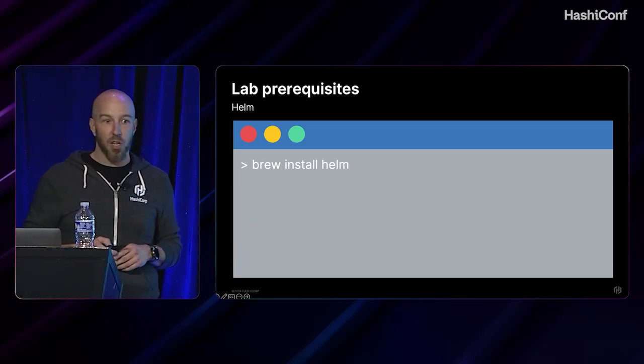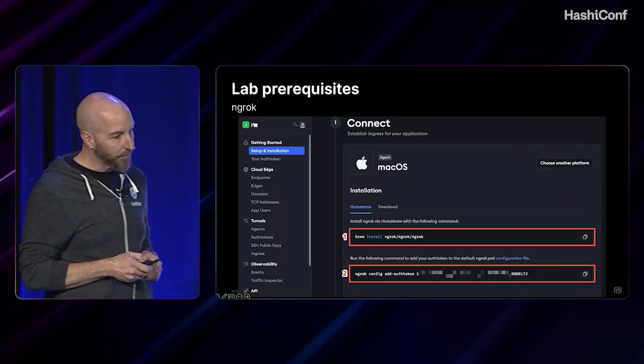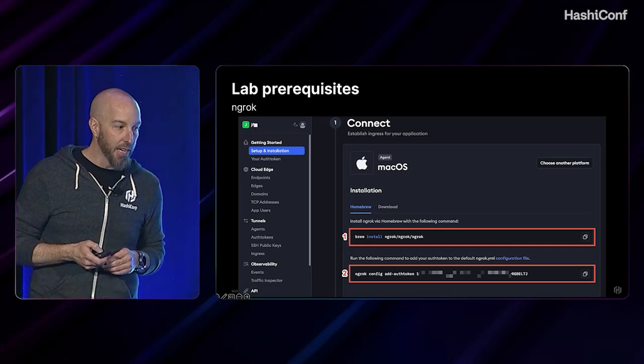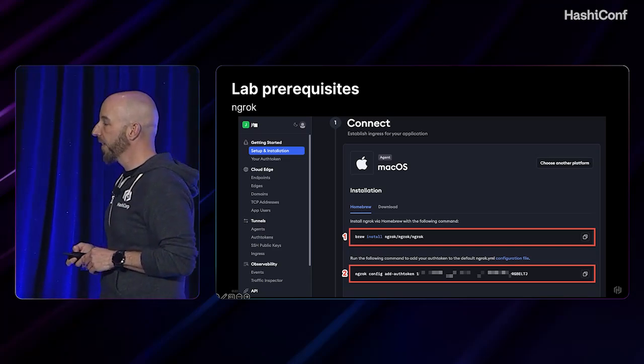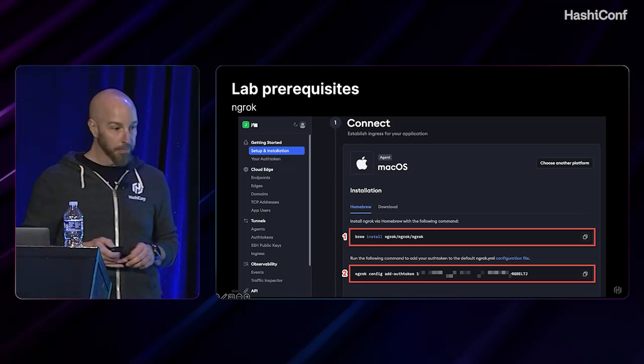Helm, to install Vault Secrets Operator. And ngrok with an auth token. Again, this is just to make it easy to expose the Kubernetes API.